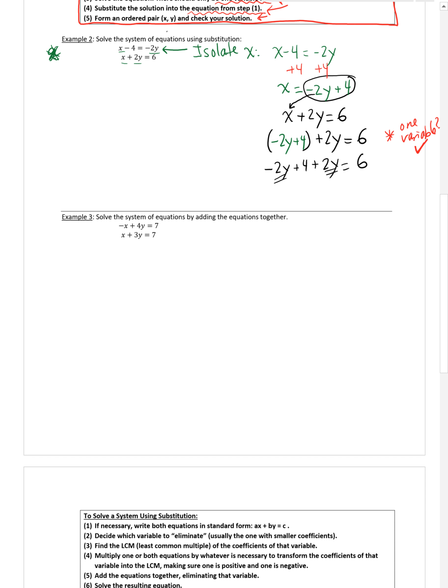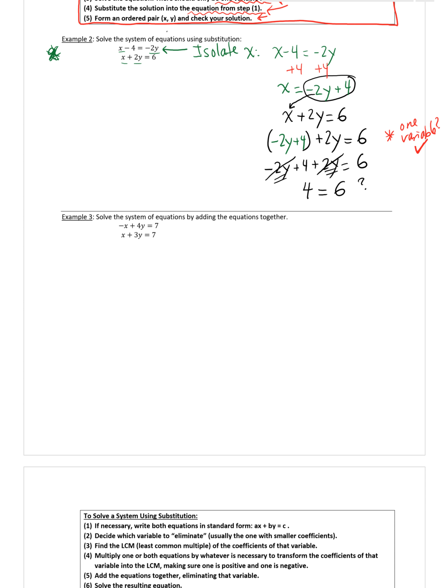I see that there are like terms on the left side, but you notice that they cancel each other out. Negative 2y and 2y is 0. So you're really just left with a 4 on the left and a 6 on the right. This looks strange, right? How am I going to solve for x or y if I don't have any letters left?